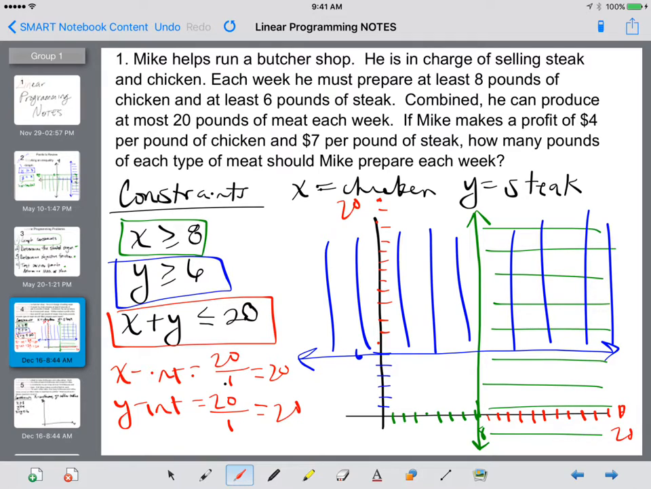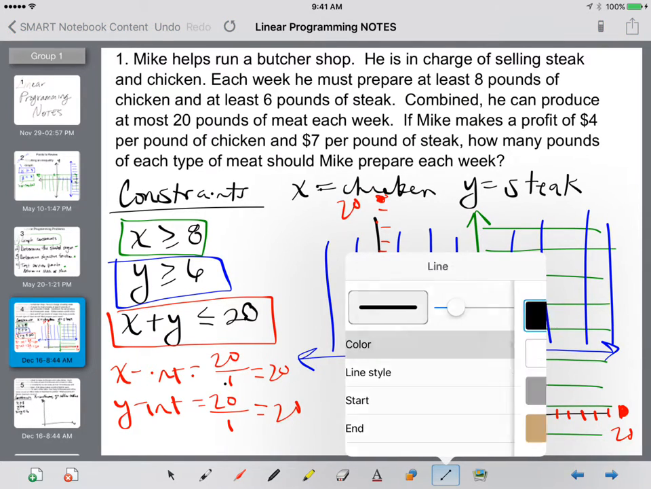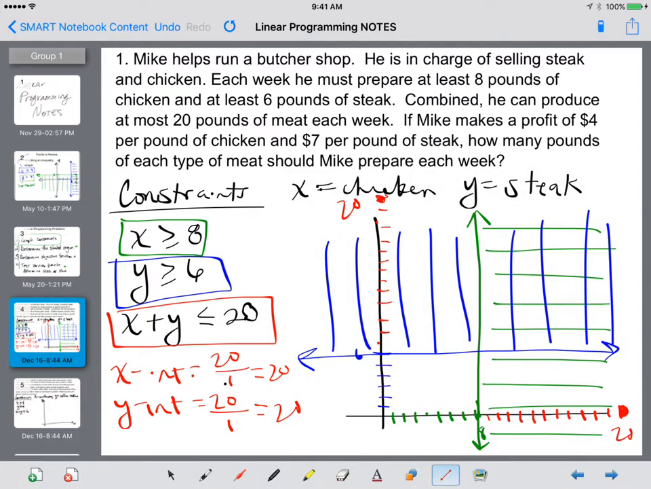There's 20. So the x-intercept is plotted. The y-intercept is plotted. And now I'm going to do my best to get a nice straight line. Choose a color to connect. There is my line in red. Now we got to figure out the shading.